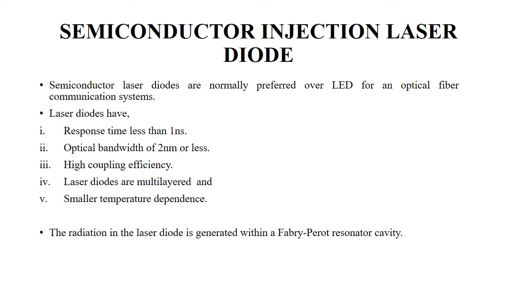Stimulated emission in a semiconductor laser arises from optical transitions between the distribution of energy states in the valence and conduction bands. The radiation in the laser diode is generated with a Fabry-Perot resonator cavity.